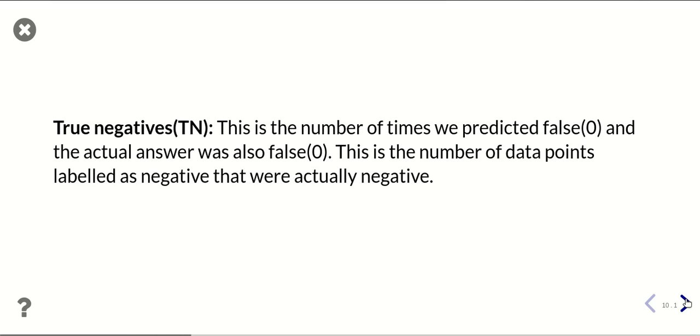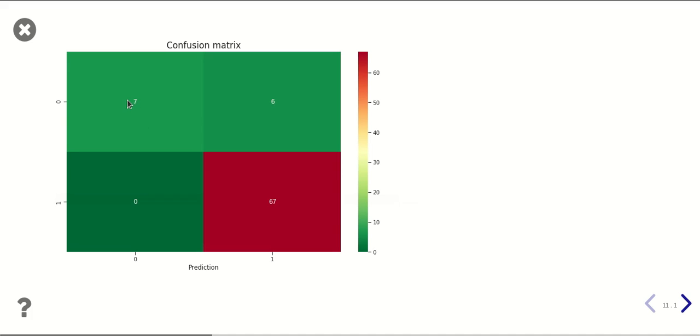So now let's look at the true negative. A true negative is the number of times our model predicts 0 and the actual value was also 0. So you can see that 7 times our model made a prediction of 0 and the actual value was also a 0. So the actual value is 0 and our model predicted 0 for 7 times. So that is known as a true negative.